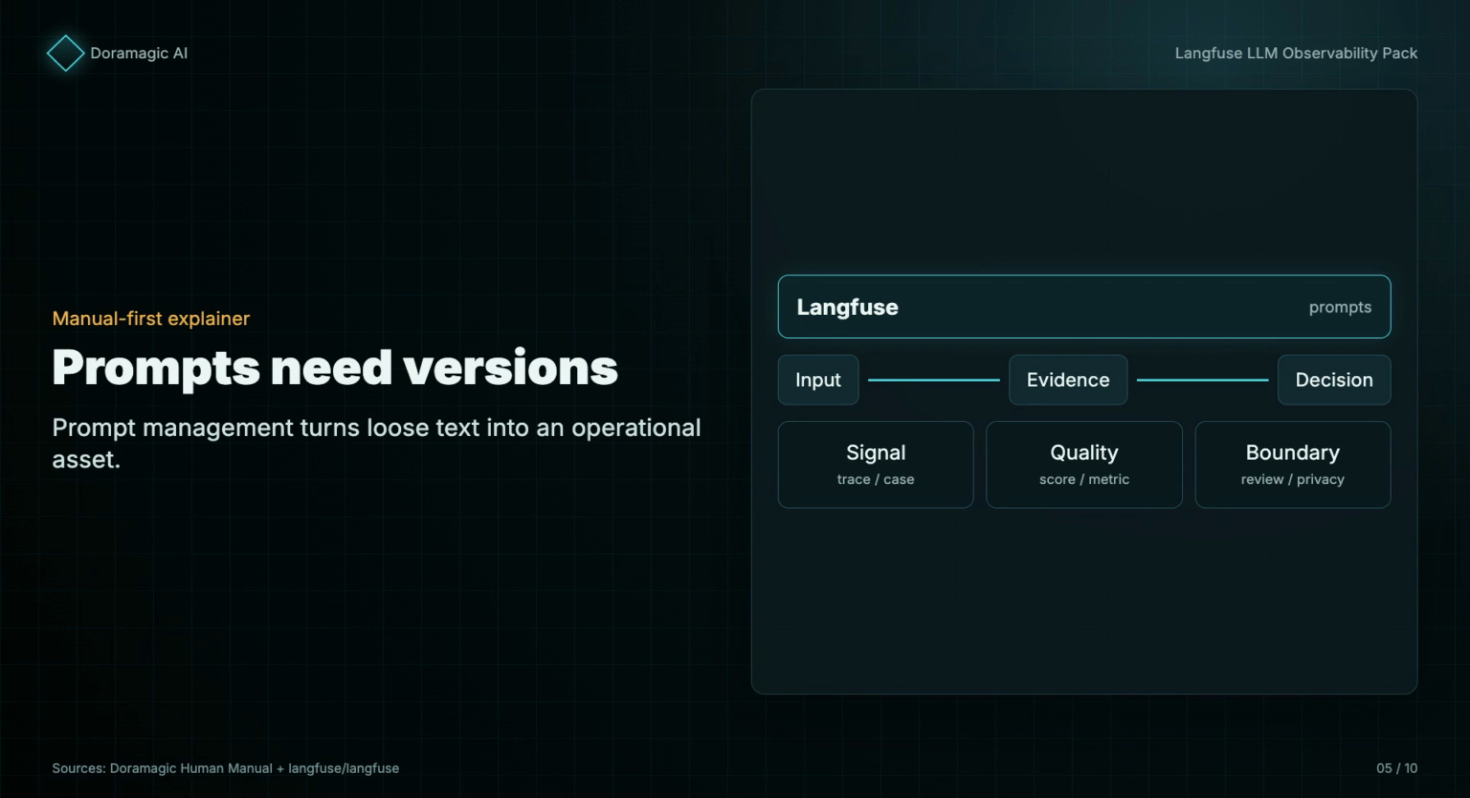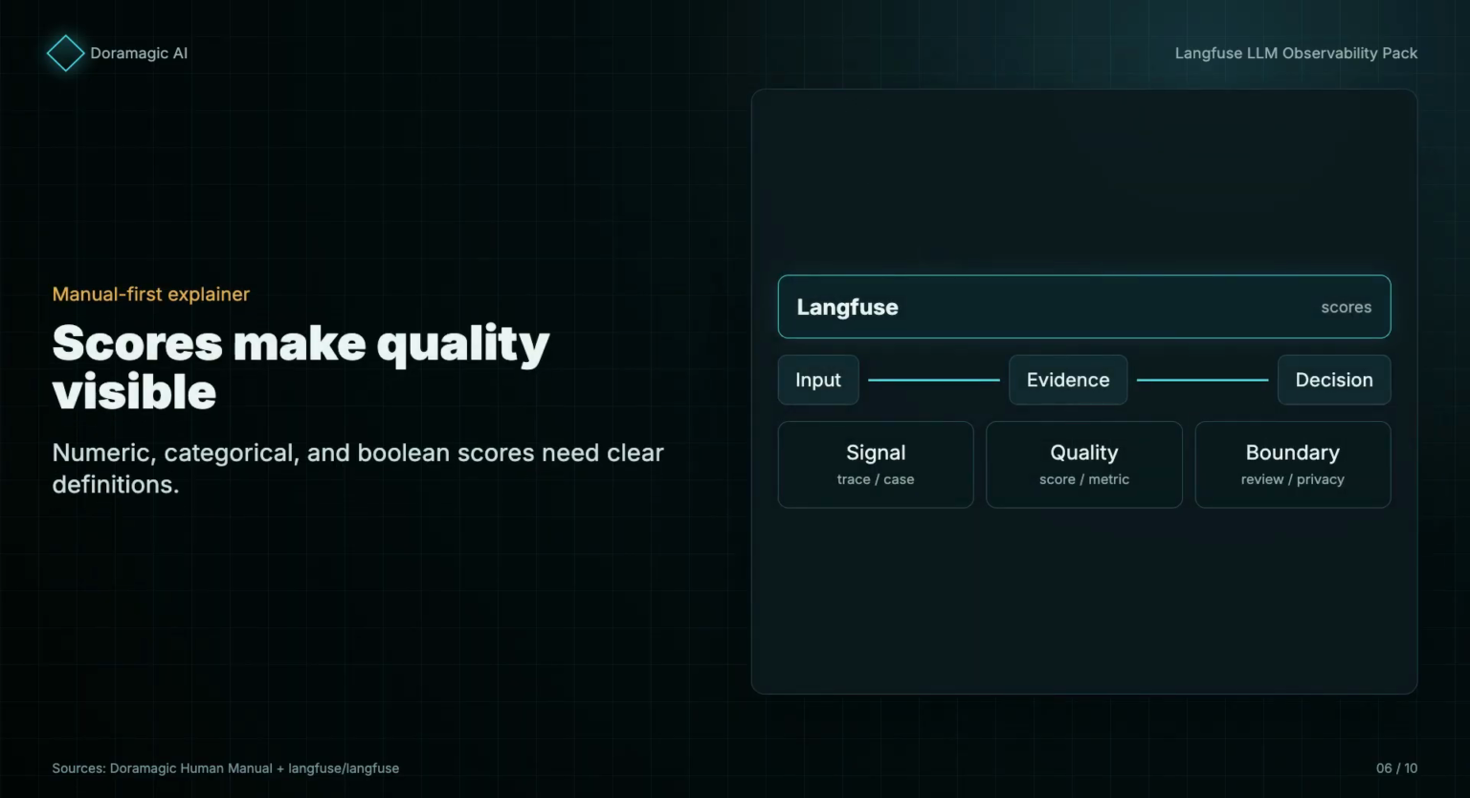Scores are the third layer. Langfuse supports numeric, categorical, and Boolean scoring, plus analytics over time. This is where observability turns into quality management. But the score only helps if the team defines what good means before looking at the dashboard.